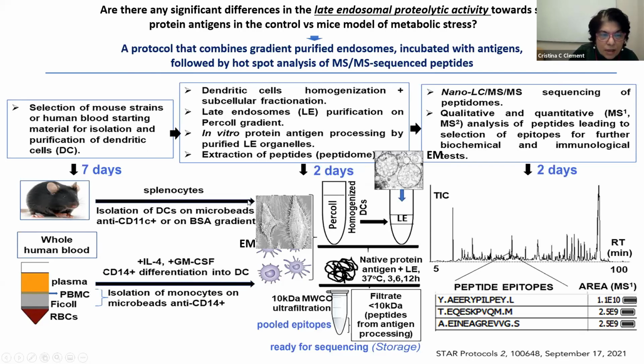You can purify dendritic cells from the mice, or in the case of the human, from PBMC. And you can purify the late endosome later on a Percoll gradient, incubate the late endosomes with a native antigen, and filtrate the peptidome after 3, 6, or 12 hours. You have to titrate the time, and you have to titrate the amount of proteins and the amount of late endosomes. So you end up with this pool of peptides with less than 10,000 Dalton molecular weight, which you can screen later on, as you can see here.